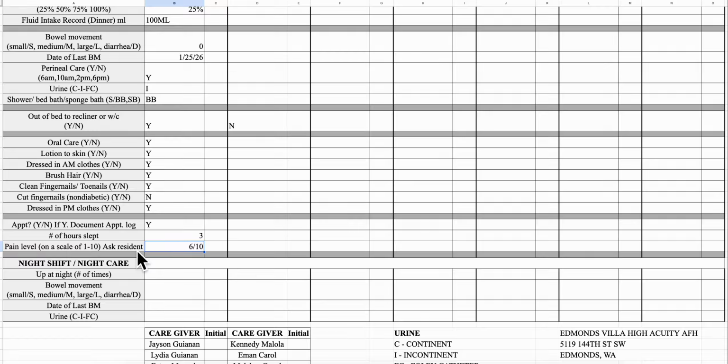Did you put on a lidocaine patch? Do they have some kind of pain cream that you apply to the area that hurts? Anything beyond 4 needs to come with medication and repositioning for comfort and all that stuff. So that's that. And then this is the night shift charting down here.